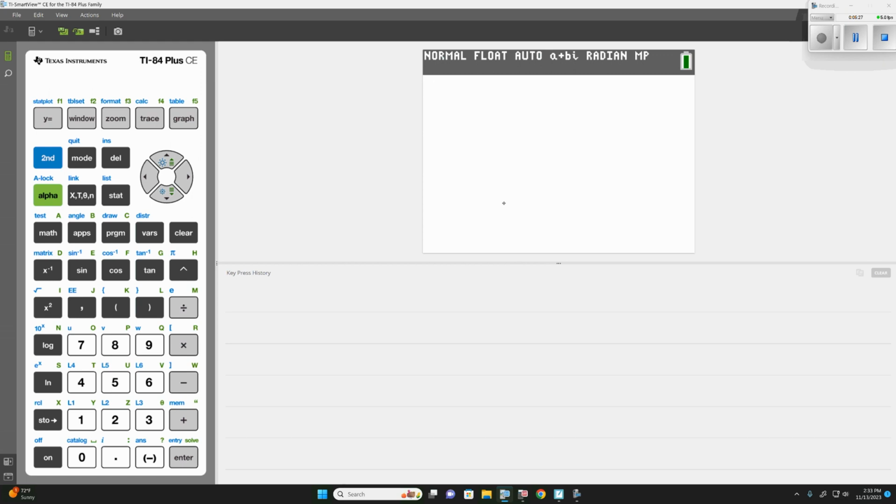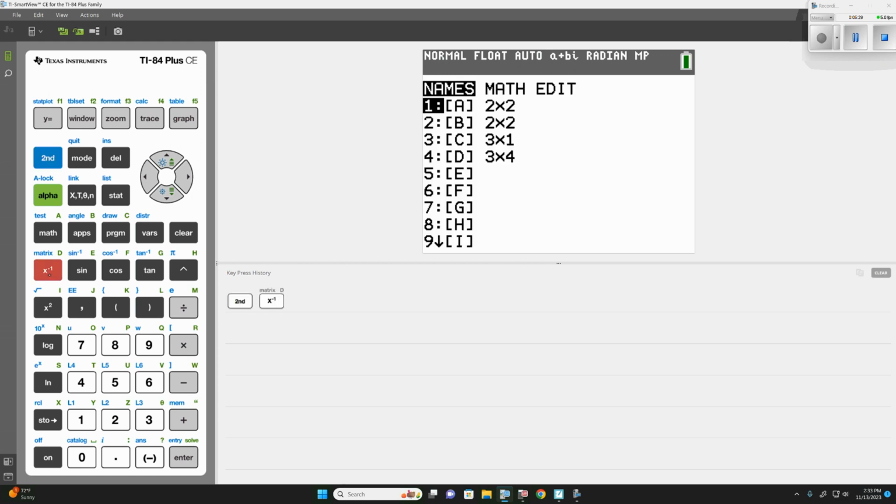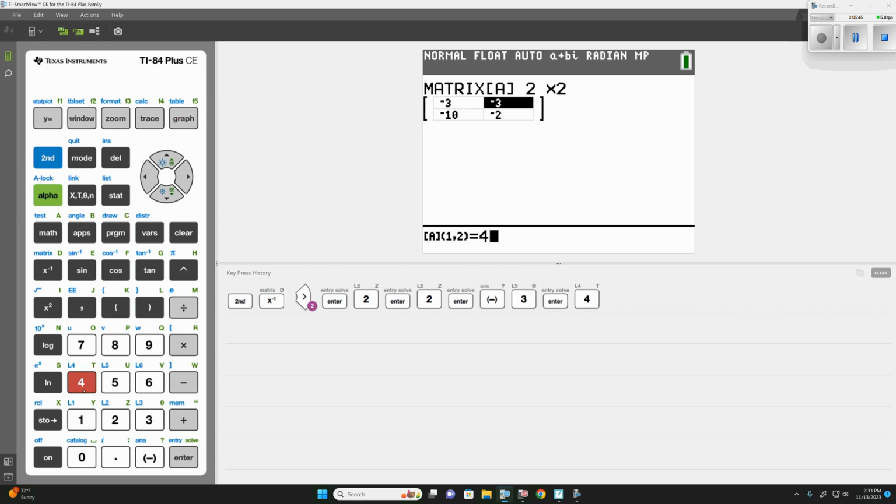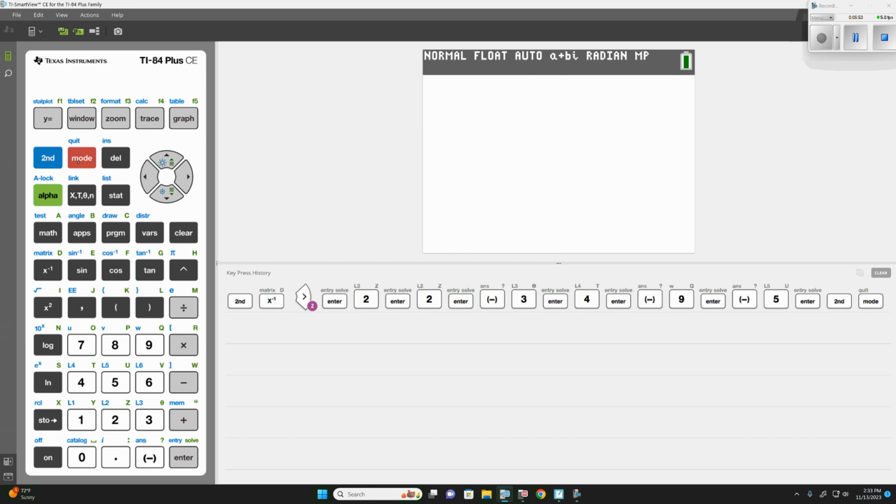This is it. Now, if we type this into the calculator, we can go second matrix. How do we get 7? Oh, we don't. That's wrong. Over to edit. 2 by 2. So our first matrix is -3, 4, -9, -5. Once we type it in, we'll do second quit.